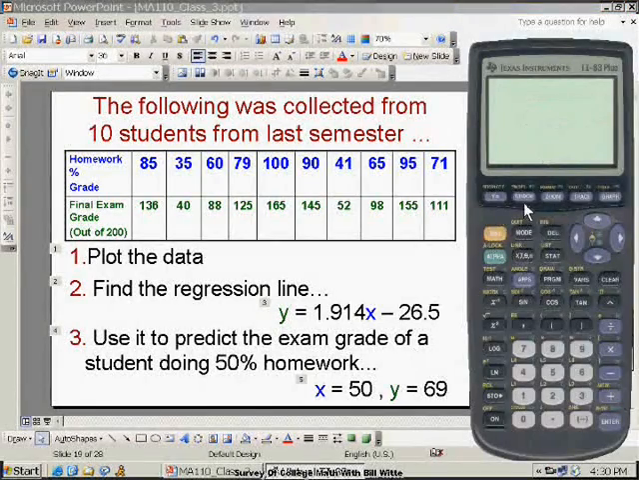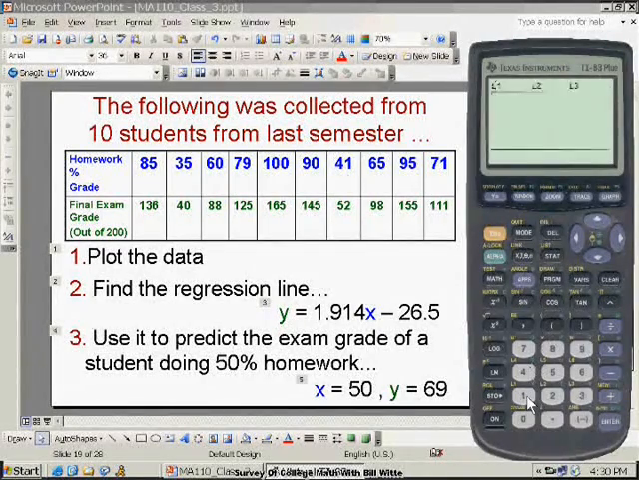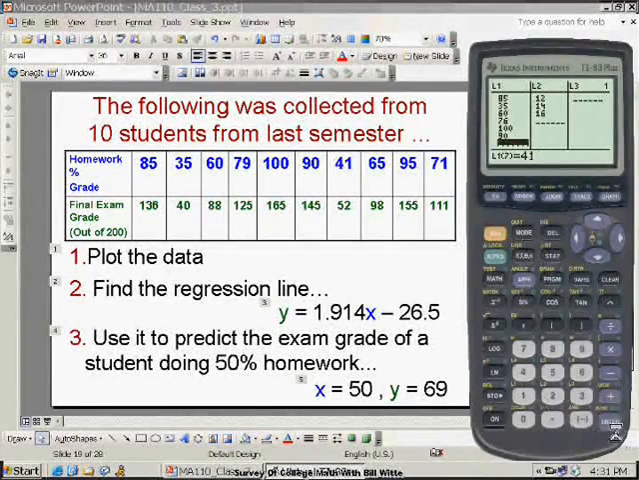Bring up the calculator, and I'll go stat. And the plotter's already on, so all I have to do is go into the editor. And I'm going to put in my numbers. I'll read them off for you for list 1. 85, enter. 35, enter. 60, enter. 79, enter. 100, that was mine, enter. 90, enter. 41, enter. 65, enter. 95, enter. 71, enter.